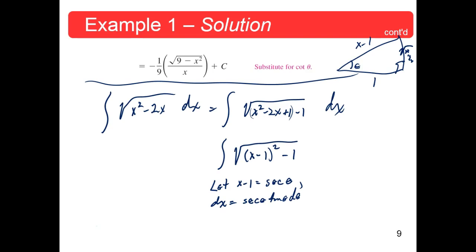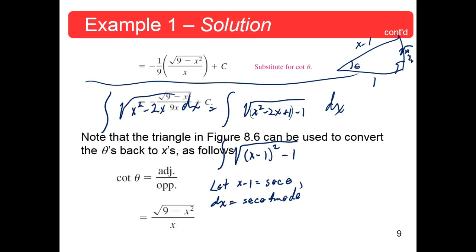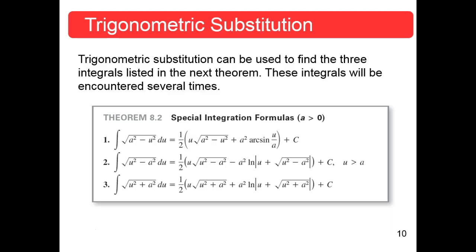All right. Now, we'll get to the last slide, which is basically reminding you what we just did. Special integration for the trigonometric substitutions can be used to find three integrals listed in the next theorem. These integrals will be encountered several times. Oh, my goodness.